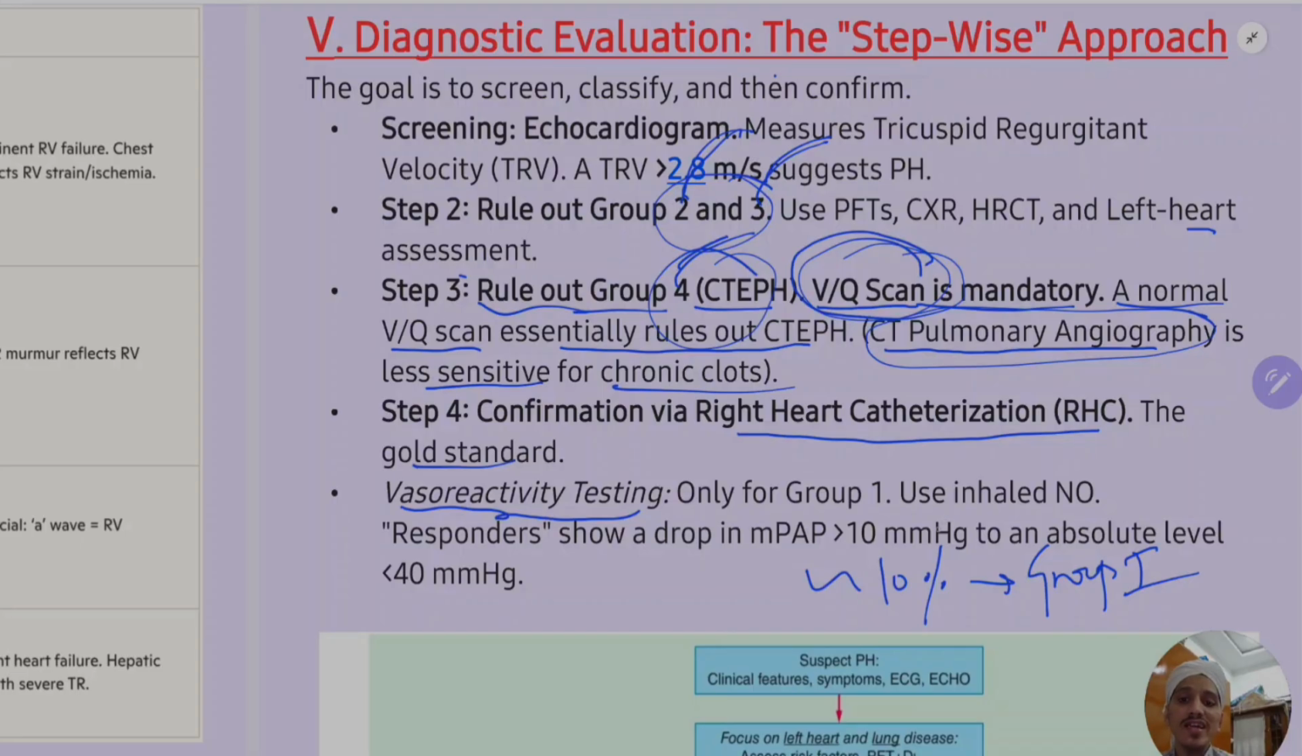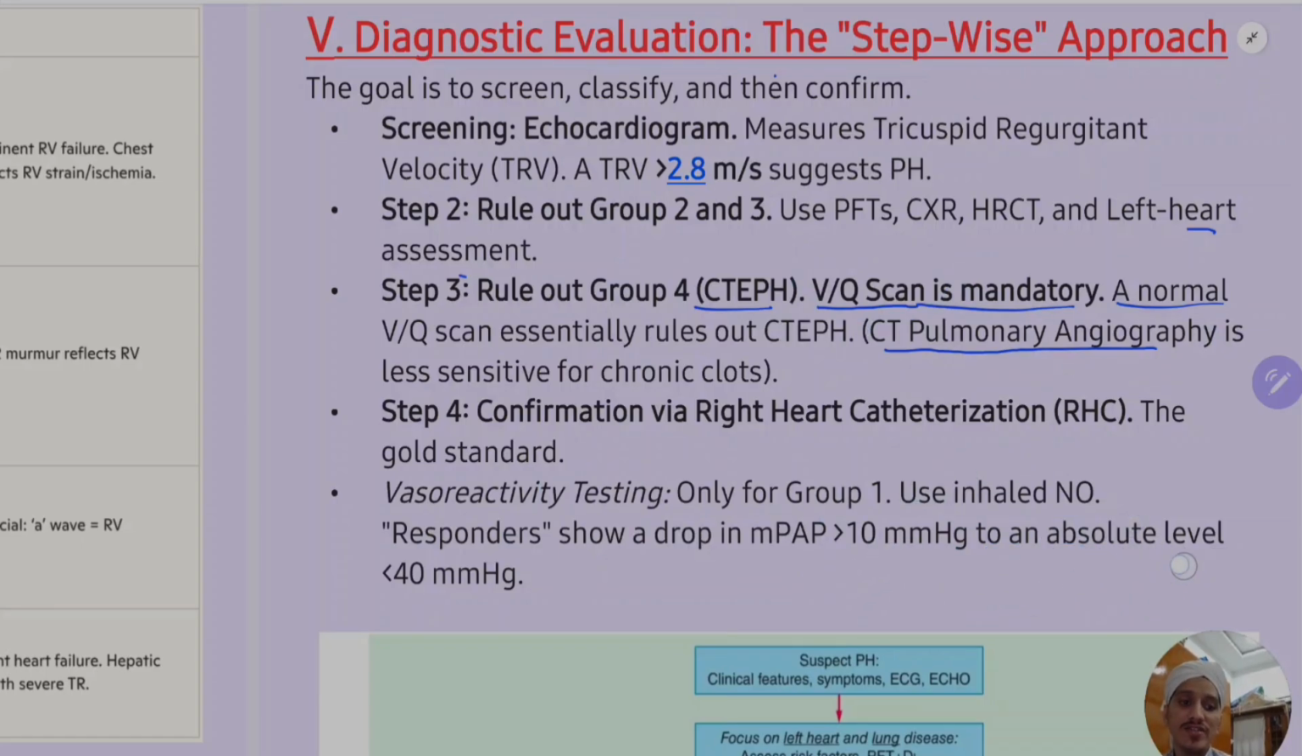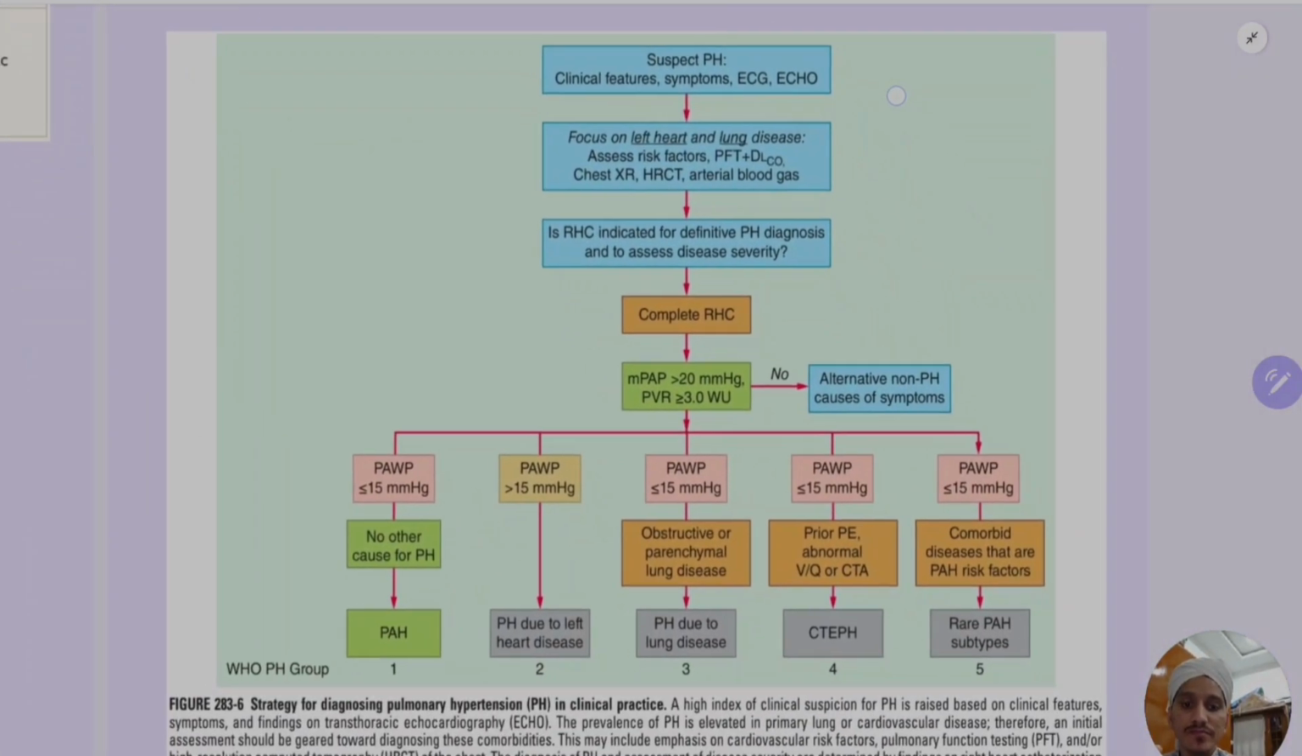So in that vasoreactivity testing, you use inhaled nitric oxide. Responders, those who respond, will show a drop in mean pulmonary arterial pressure of more than 10 mmHg to an absolute level of less than 40 mmHg. So they will have a drop in mean PAP more than 10 mmHg and absolute level less than 40 mmHg. So they are known as responders. If they respond, then you can use high dose calcium channel blockers in these patients. So that's about vasoreactivity testing. These are step-by-step investigations which you do in these patients.